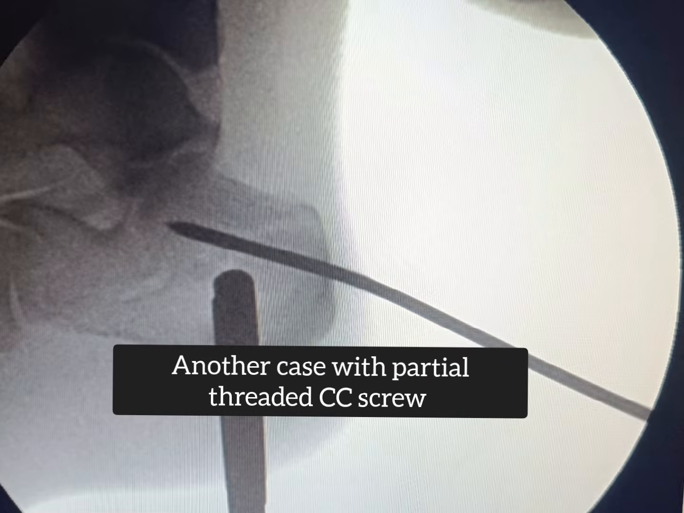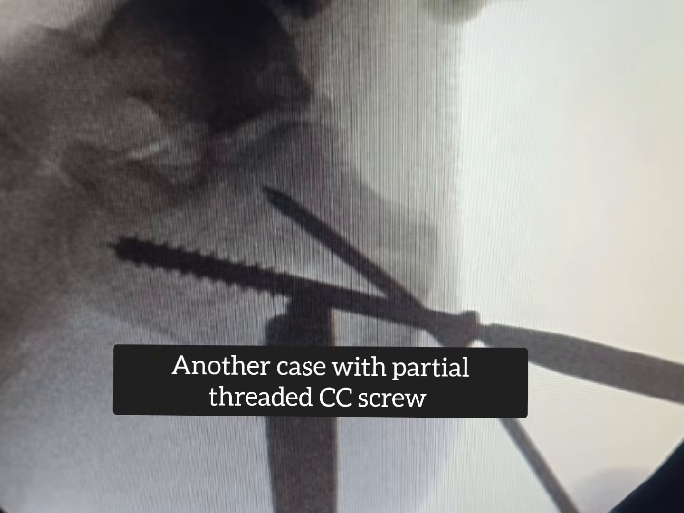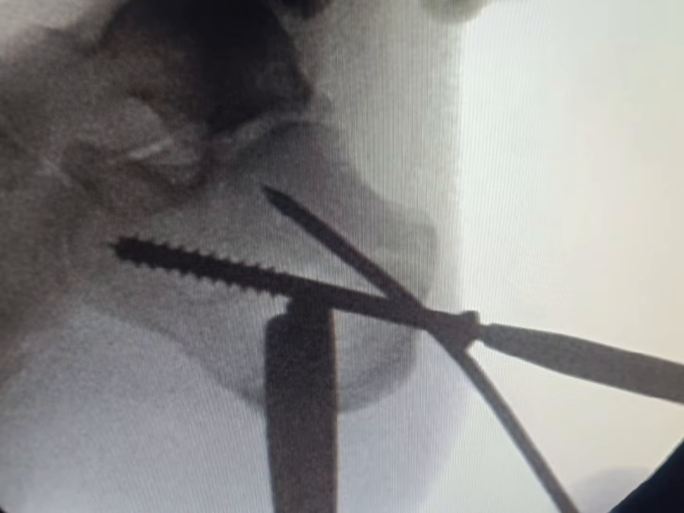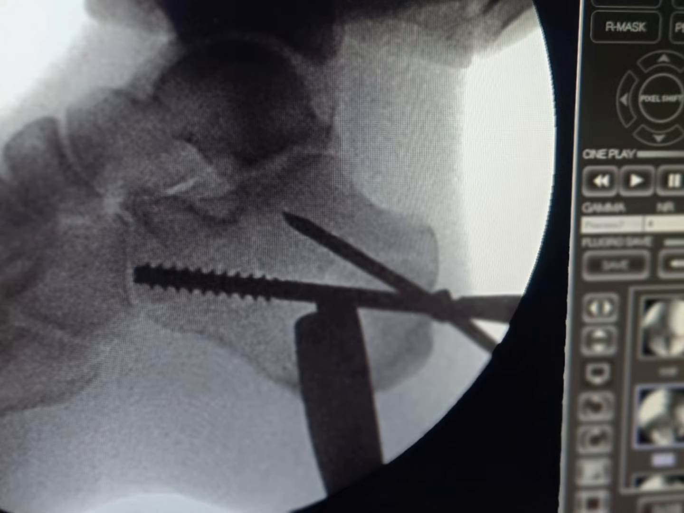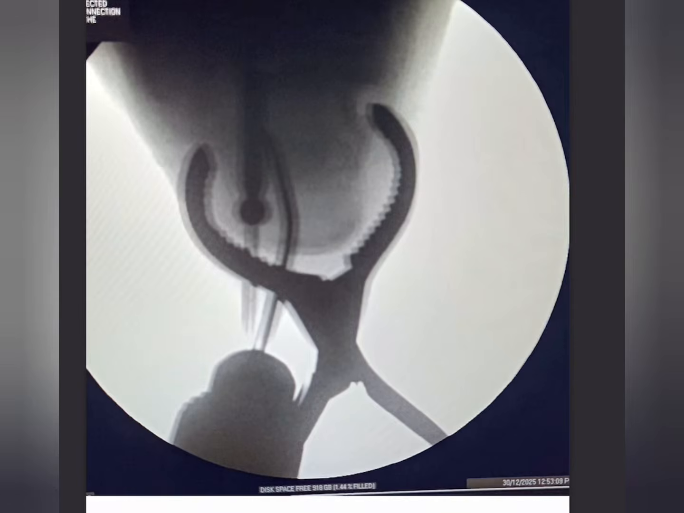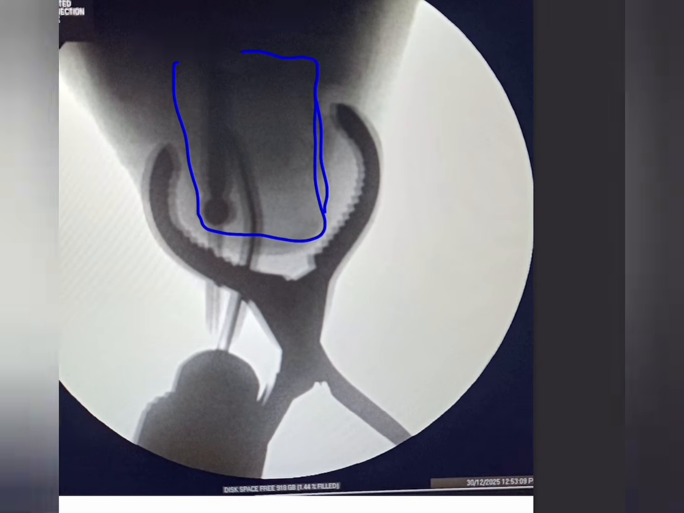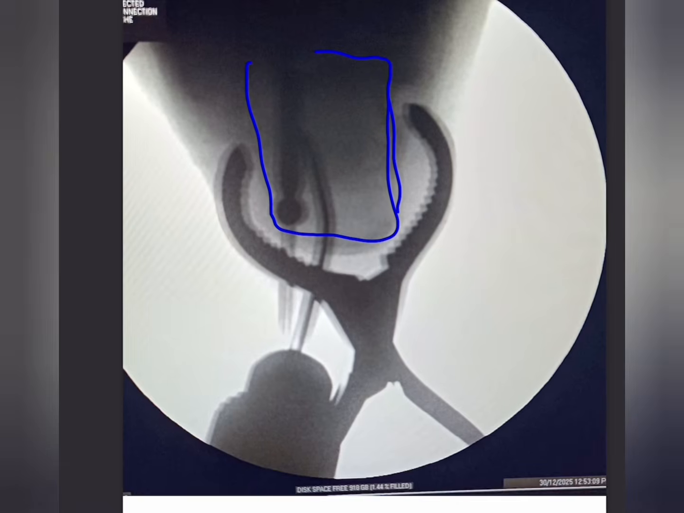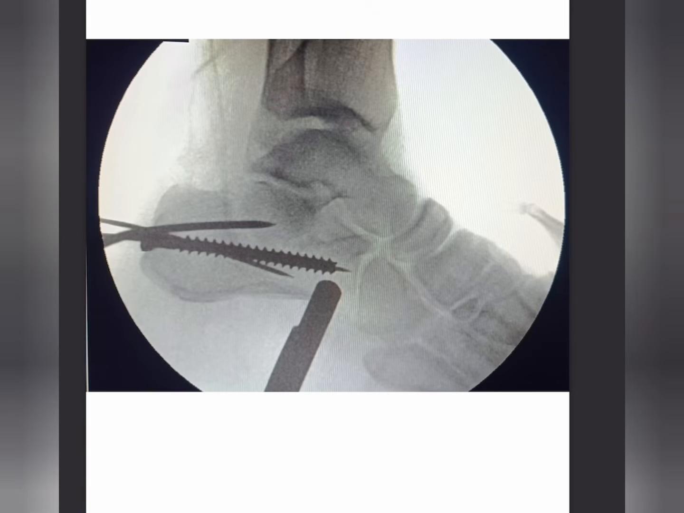Okay. Here's another case in which we want to get some relative compression. So we are using a partially threaded, half threaded CC screw. As you can see, we got satisfactory compression. Okay. At the same time, as I said, it is important to keep checking the heel widening. At the same time, the alignment of the varus is important to be seen at every moment after putting the screw. Okay, so we have passed this first screw.